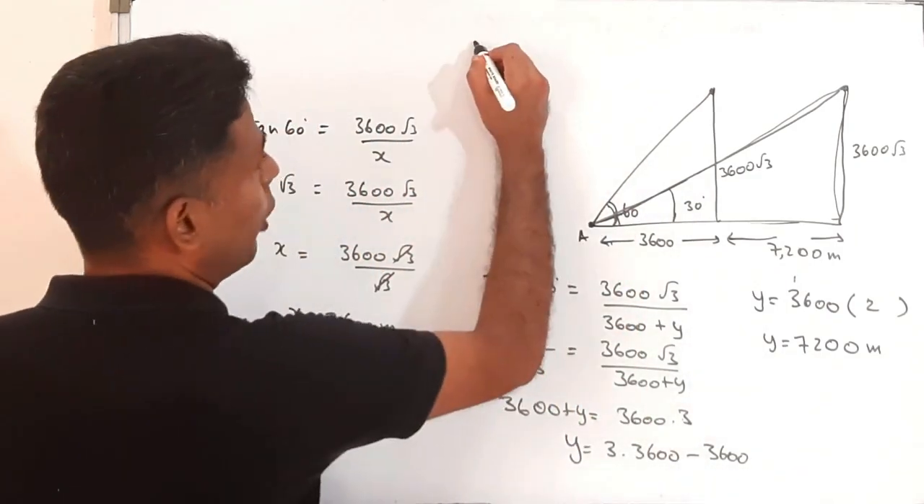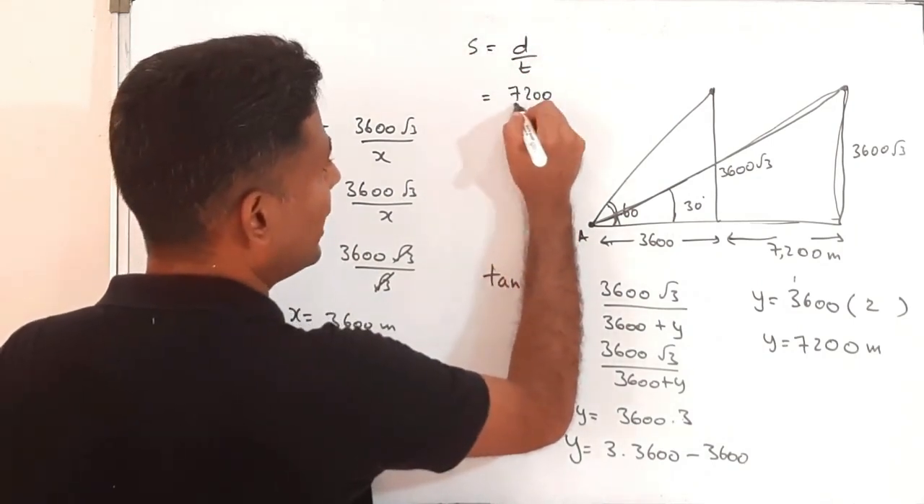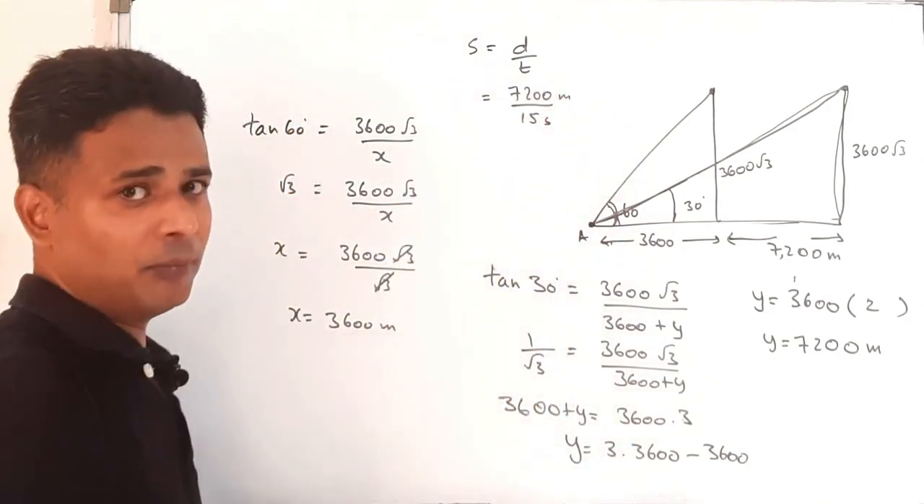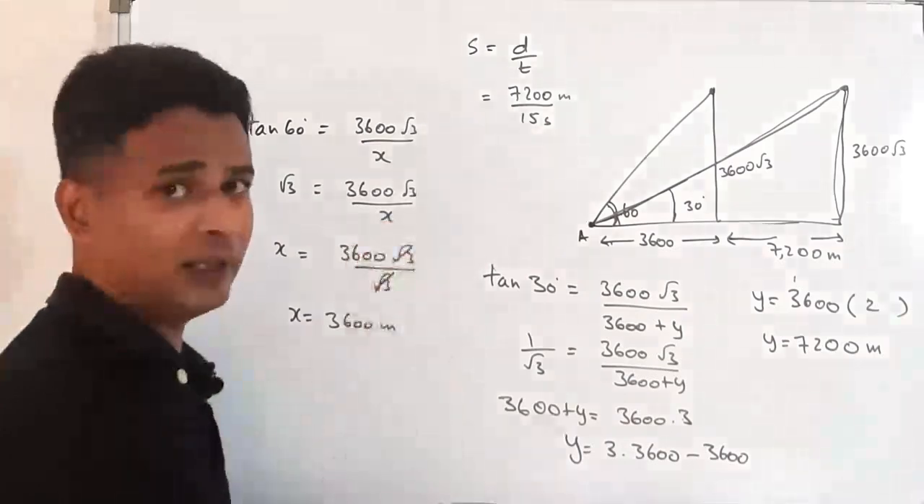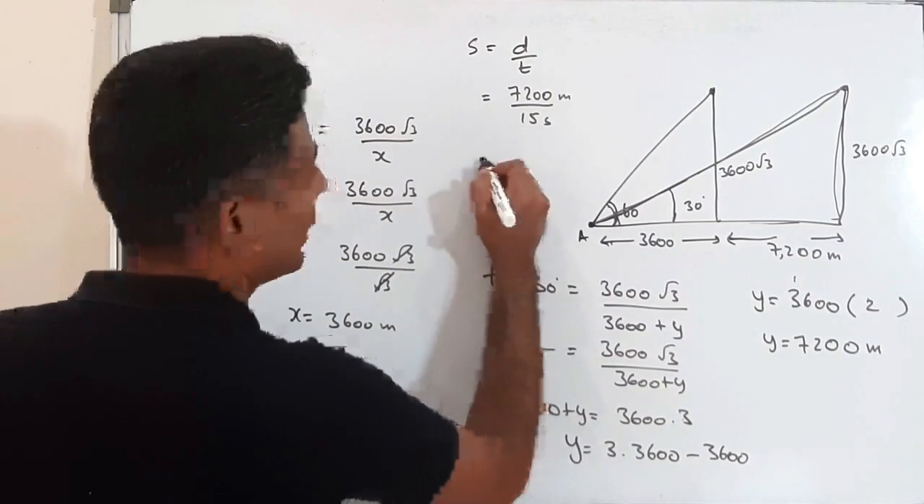What is the actual speed? What will be the speed? Speed is distance by time. So equal to 7200 by 15 seconds. I can do this calculation and then divide up numerator and denominator by 1000 and 3600. But here directly I can do it.